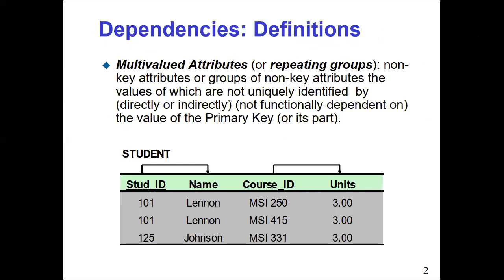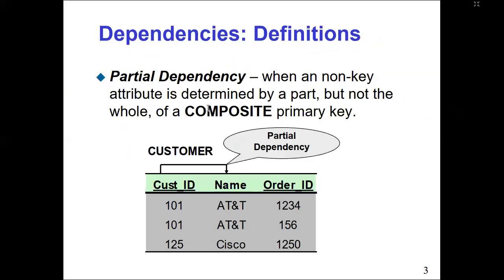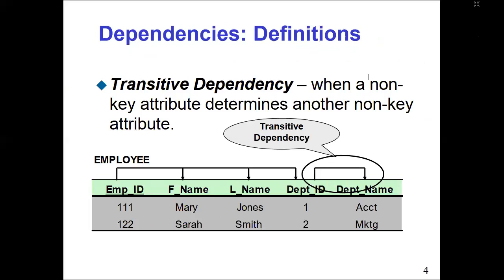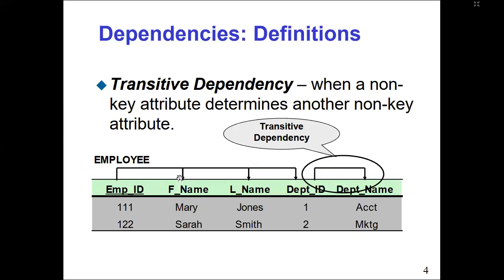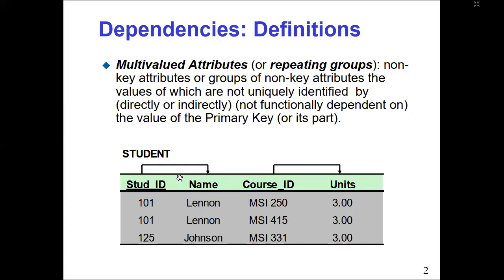Now I'm moving to the next one: partial dependency, that is the second word. Another one: transitive dependency, that is the third word. These three words are very important, right?